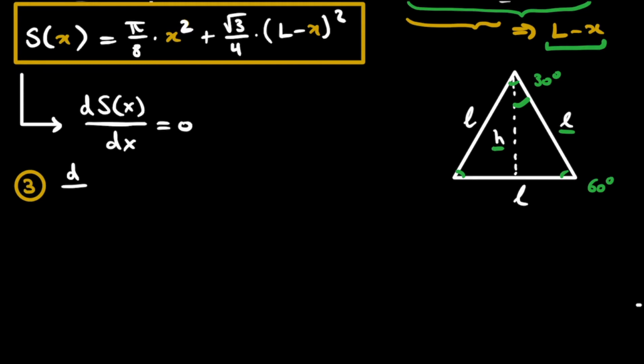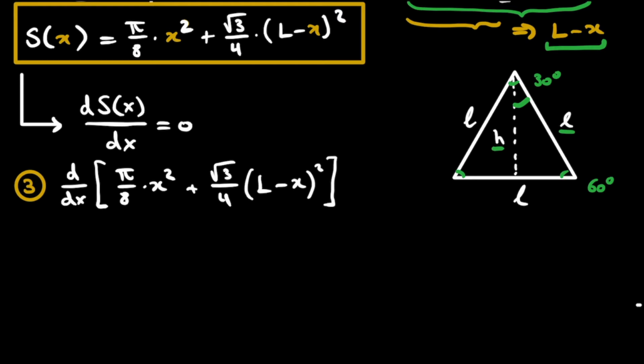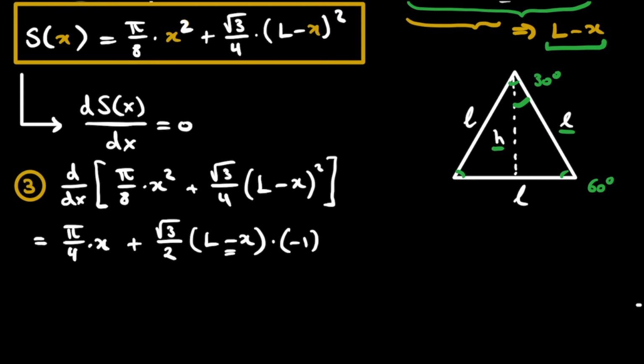So we need to derive to x the following function. Pi divided by 8 times x squared plus the square root of 3 divided by 4 multiplied by L minus x squared. Now this is very straightforward. For the first term, we simply get pi divided by 4 times x. And the second term is also straightforward, but we need to take into account the chain rule. We get the square root of 3 divided by 2 multiplied by L minus x, and we multiply this by minus 1 because we have this minus sign in front of the x. And this has to be equal to 0.